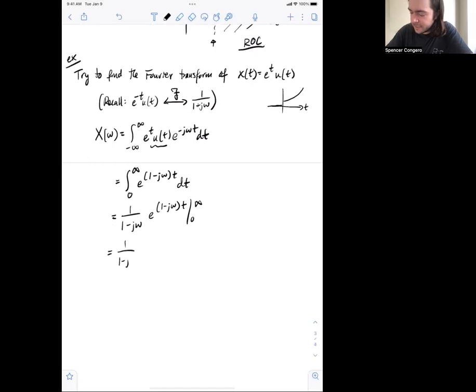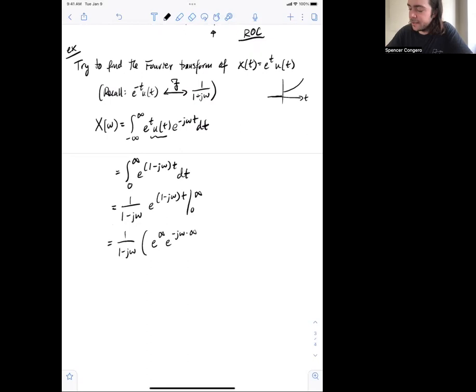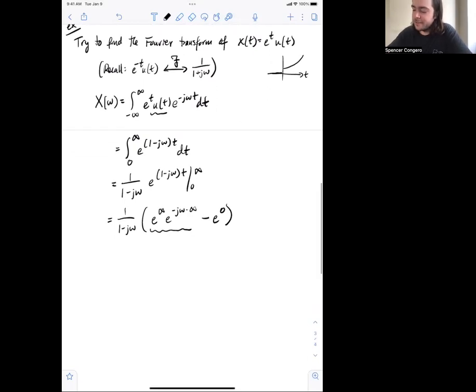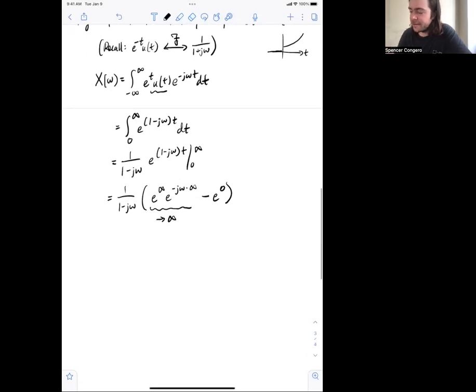Okay, so now I have 1 over (1 minus j omega), and now let me plug in. So we're going to get e to the infinity times e to the negative j omega times infinity. Okay, just kind of plugging in infinity for that limit. Minus, of course, e to the 0. But then, let's look at this. We kind of talked about this in the previous video. This part of this number is just going around and around the unit circle in the complex plane, and this part's blowing up. So together, this number is spiraling out of control. We saw this before. Okay, so this is kind of going to infinity, just spiraling out of control.